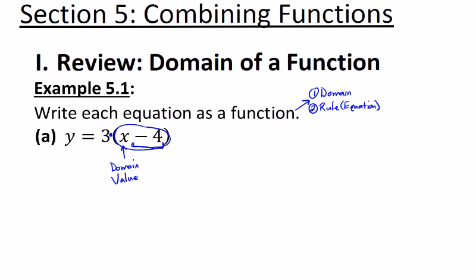So we're going to come up with a name. We're going to call this f. And f is going to have a domain of all real numbers, which maps to all real numbers, given by the equation f of x equals 3 times (x minus 4).